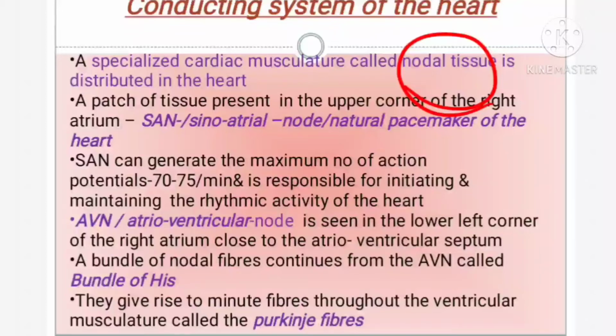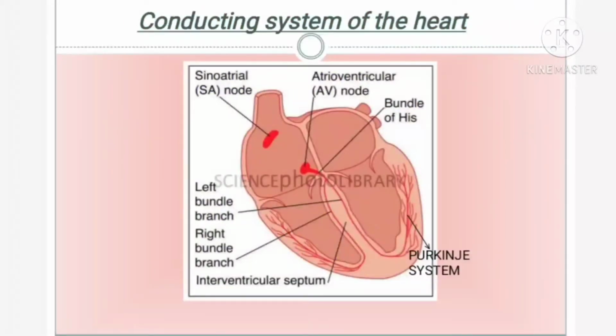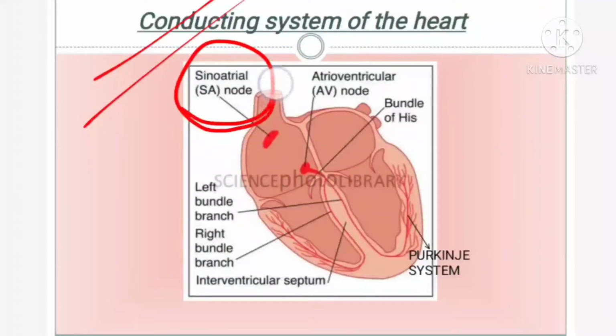The nodal tissue. Okay. So this nodal tissue has types like SA node, AV node, bundle of His and Purkinje fibers. So this is the nodal tissue, the conductive system of the heart. They are specialized tissues, I told you. So the sinoatrial node, this is the first tissue, present where?